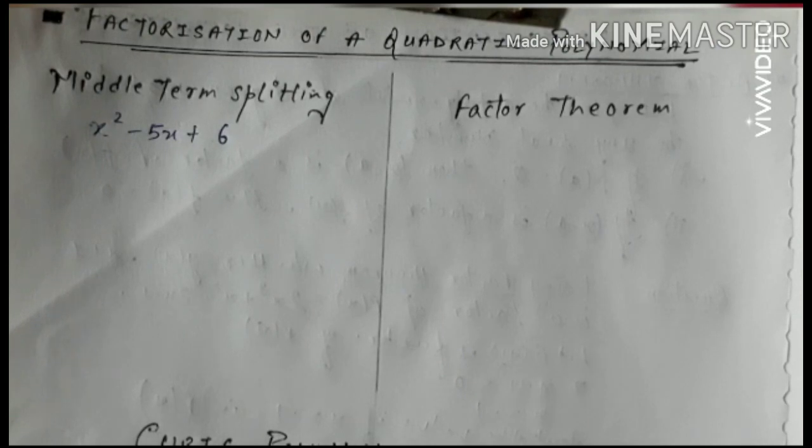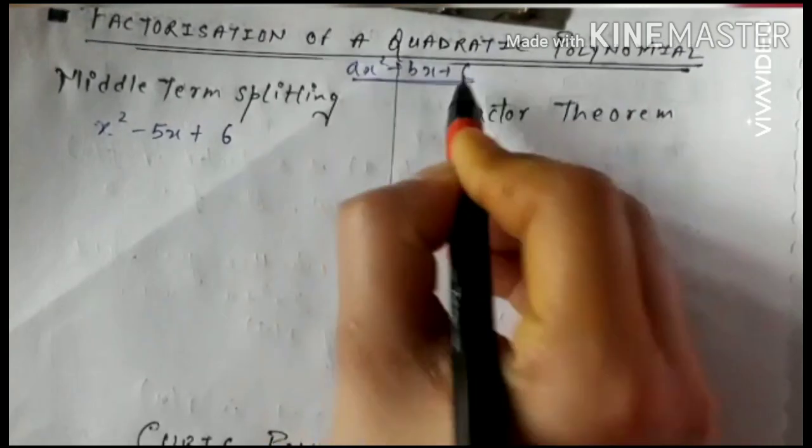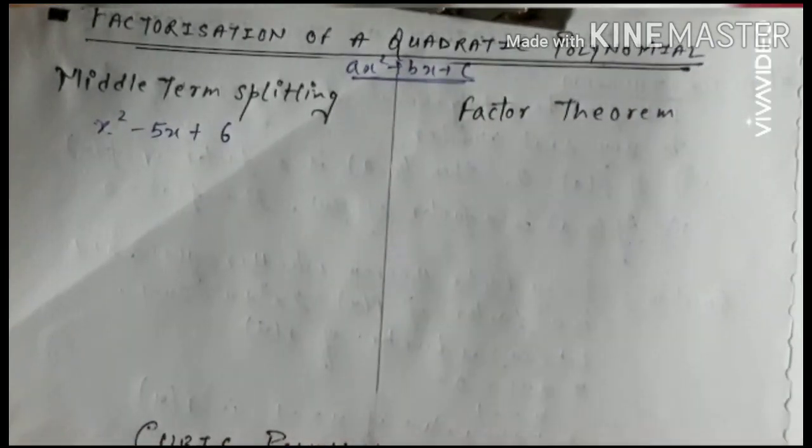Firstly tell me, what is the standard form of a quadratic polynomial? It is ax square plus bx plus c. This is your standard form of the quadratic polynomial. Now we are doing the factorization only for the quadratic polynomial.